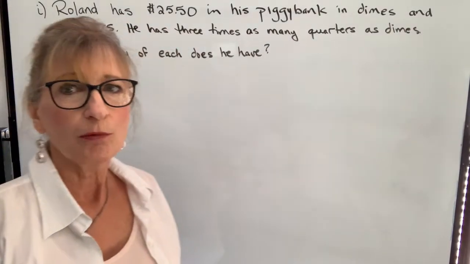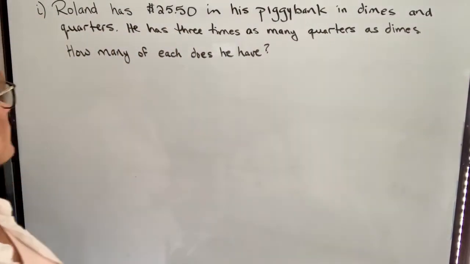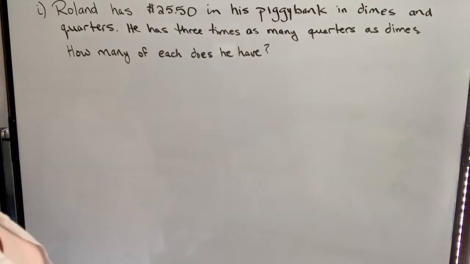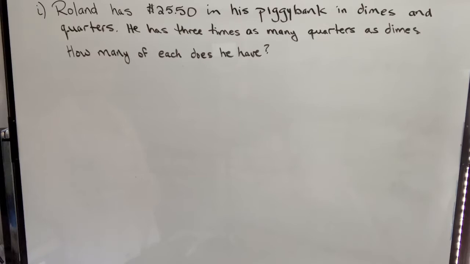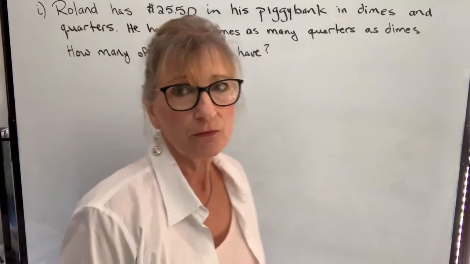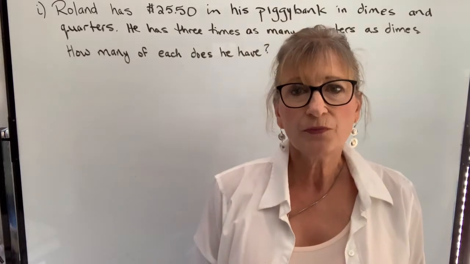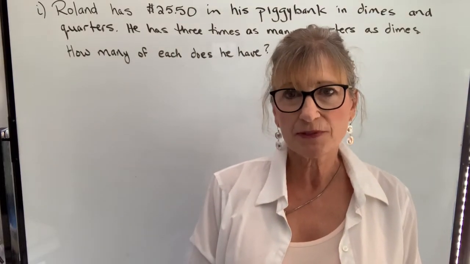All right, in this word problem, it says Roland has $25.50 in his piggy bank in dimes and quarters. He has 3 times as many quarters as dimes. How many of each does he have? So we have 2 things that we don't know. They want to know how many quarters and how many dimes.